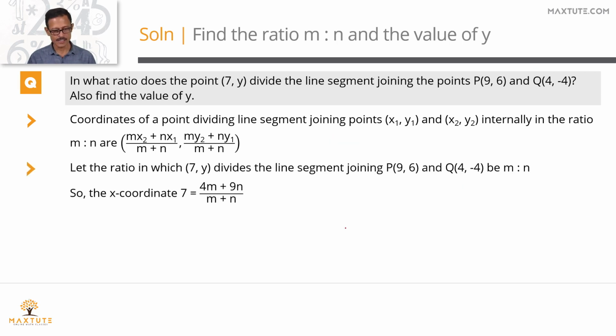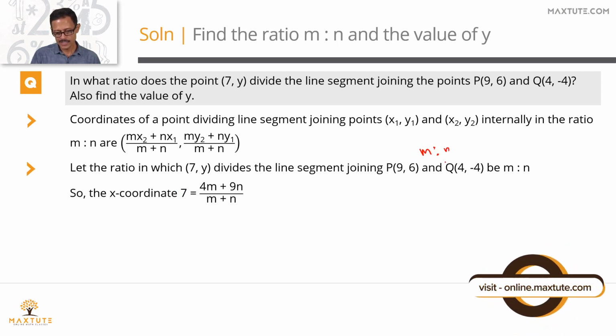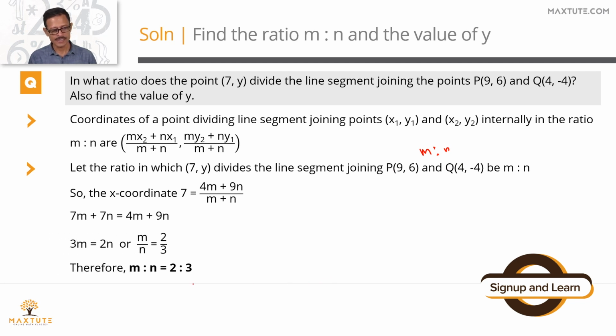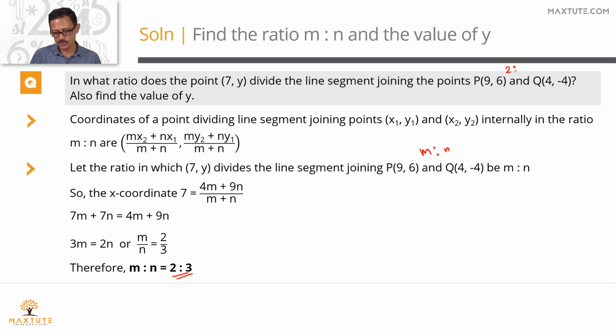Let's quickly consolidate it in a printed form. The ratio in which it divides, let it be m is to n. So therefore, equating the x coordinate, 7 is equal to (4m plus 9n) divided by (m plus n). Solving for m and n, getting the ratio as 2 is to 3. Now that we have the ratio as 2 is to 3, we know that it divides it in the ratio of 2 is to 3.